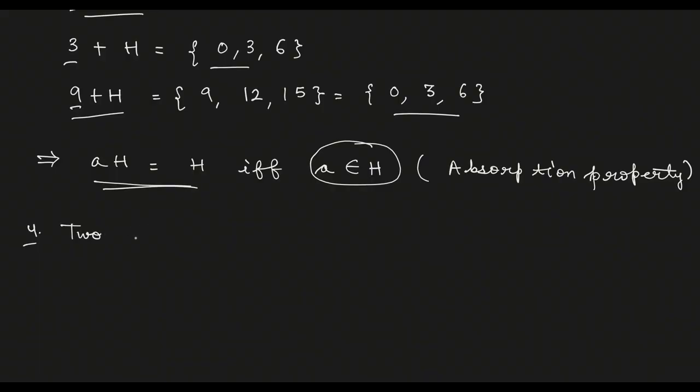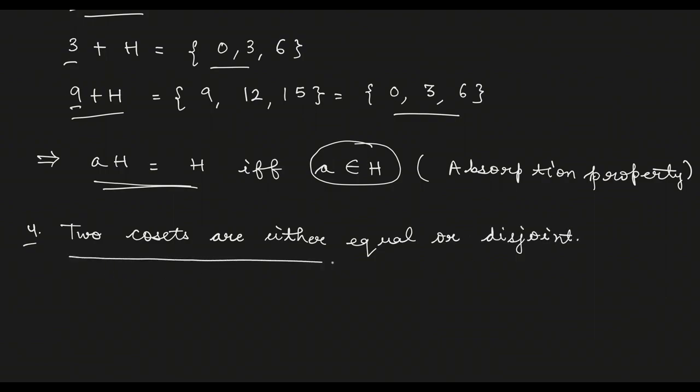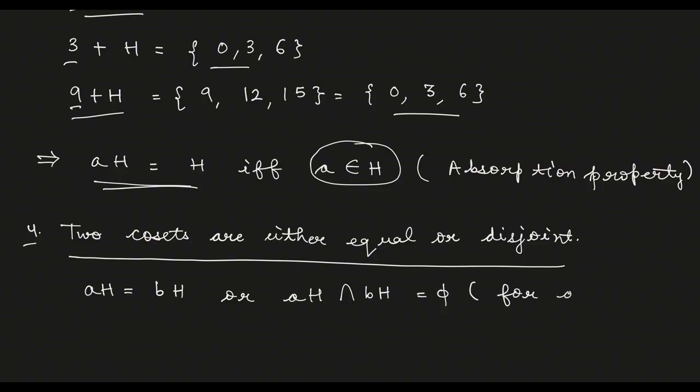Next, two cosets are either equal or disjoint. Means either two cosets are equal or they are disjoint, for a not equal to b.